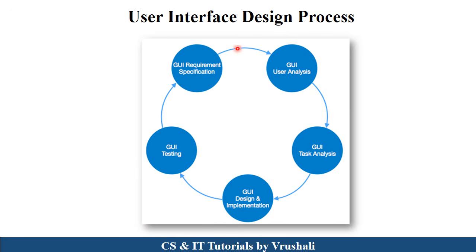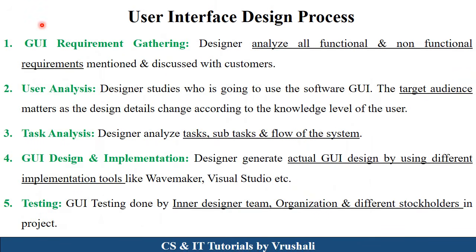So this is a cycle of generating a user interface design. Let's understand this cycle in detail. Now, the first step is requirement gathering. Here, this SRS document moves forward to the design phase, right? This design process is handled by the designer or UI/UX designer team, right? So the first step is the designer analyzes all the functional and non-functional requirements mentioned in the SRS document or discusses with the customer. This is the first step.